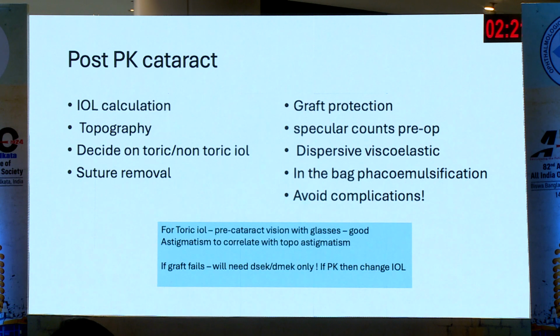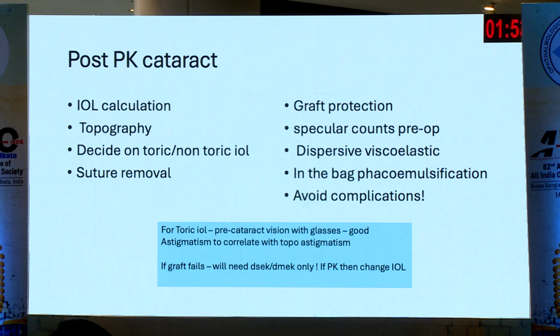Coming to post-PK cataract, obviously you need to decide on the IOL calculation. So again, if it's a fairly regular topography that you have, great, you might even consider doing a toric lens. Only caveat is, if this graft fails, then you will have to do only an EK. If you're going to be doing a PK, then you have to change the lens based on your standard K. So if you're putting a toric lens, you have to then be more proactive if the patient develops a graft rejection and you're planning for a repeat transplant.